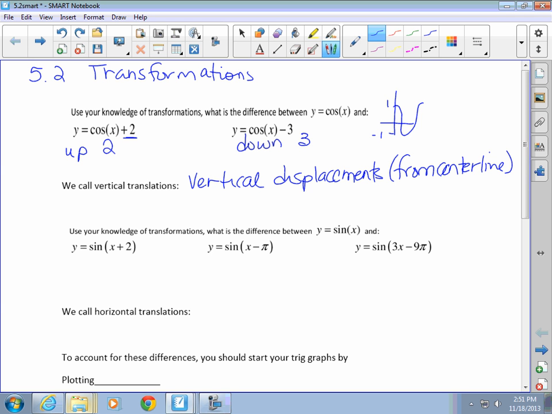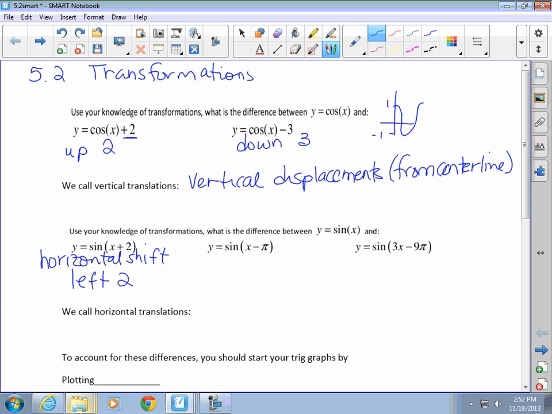So knowing that that's what adding it to the outside of the function is going to do, what's going to happen then if we add it inside? So if we use y is equal to sine x as our base function, y is equal to sine x plus 2 then means you're going to have that same thing as we did with other functions. It's a horizontal shift. It's a plus 2, so same rules apply. You take the opposite sign, so that means this one is going to go left 2 spaces.